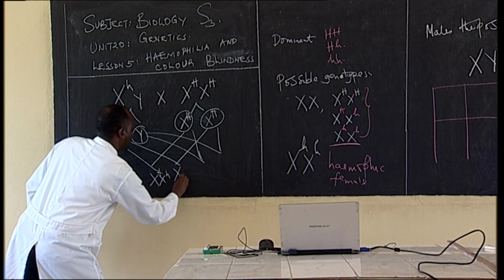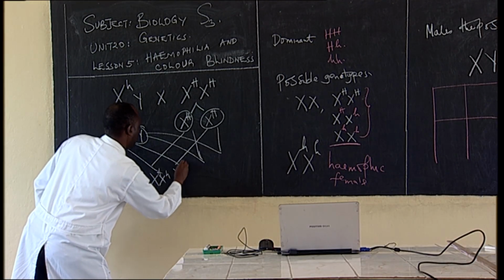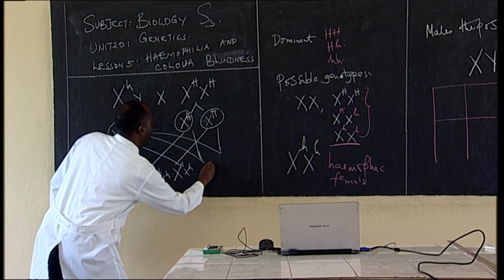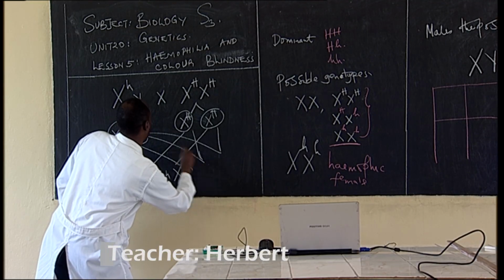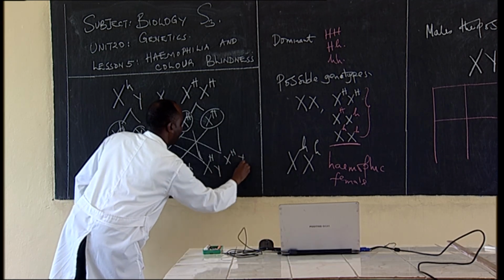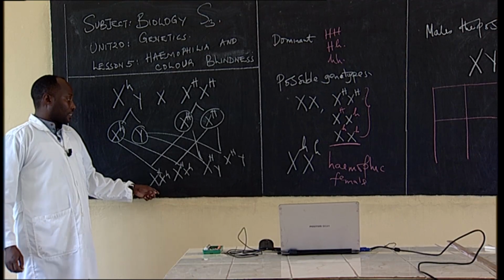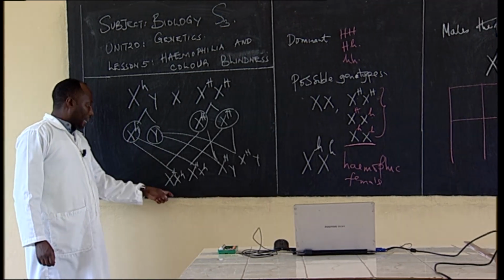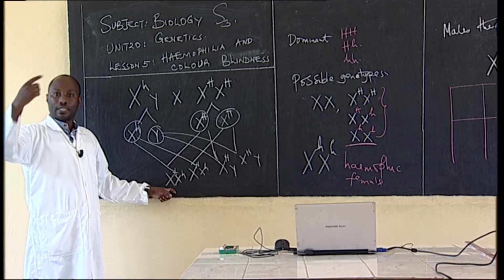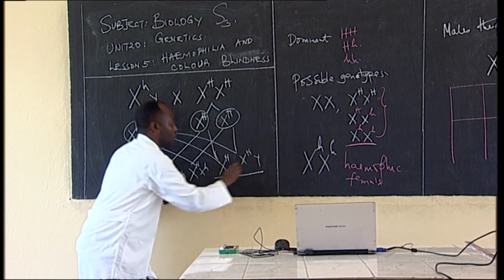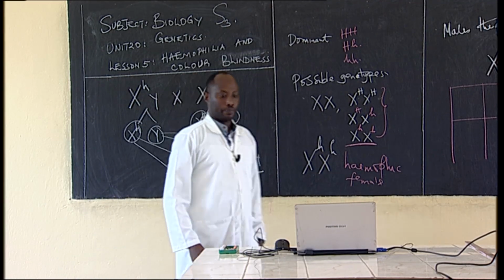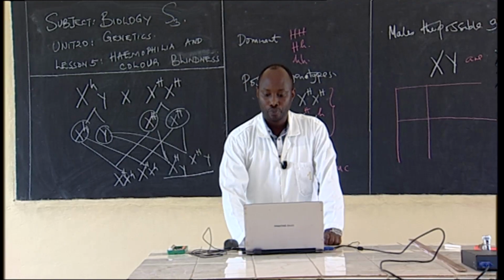I will have X, H capital and XX, okay? I have X, H capital and Y. I have X, H capital and Y. My friend, note that: the girls here, when the man is affected, will be normal but carriers. There is what you call a hidden character. You can't see it, but you can see it in the genotype. But of the boys produced, 50% were normal, which is very clear.